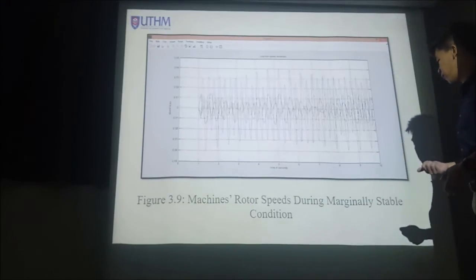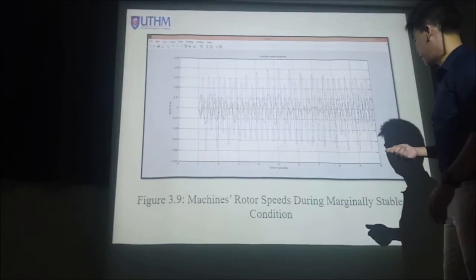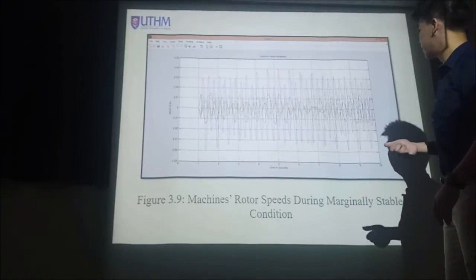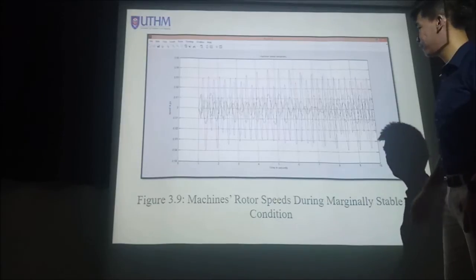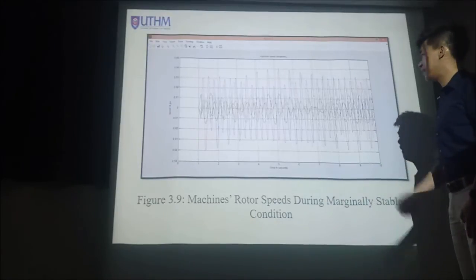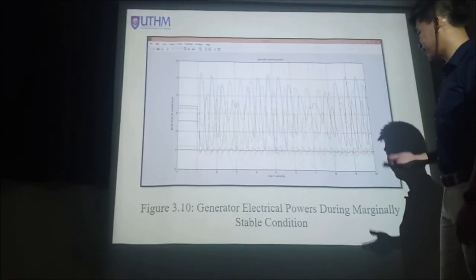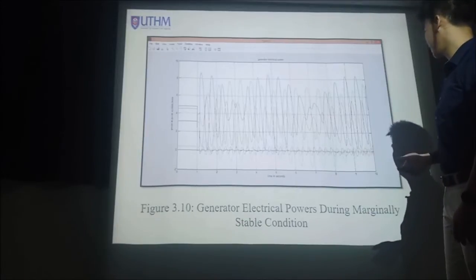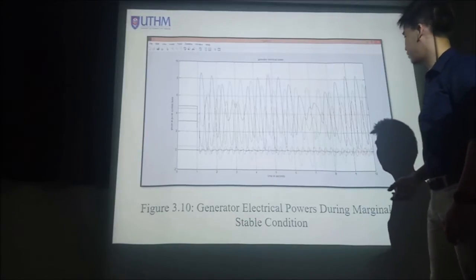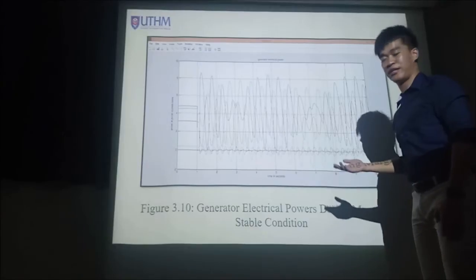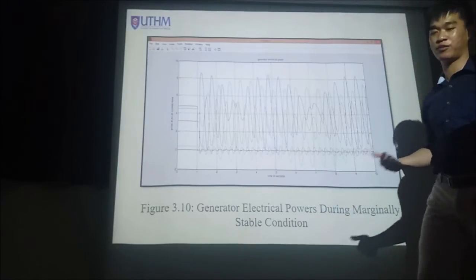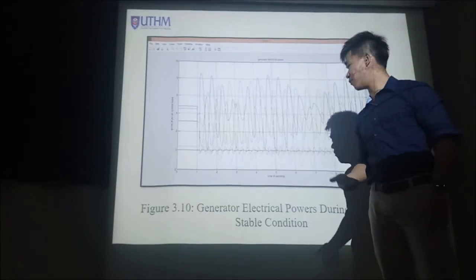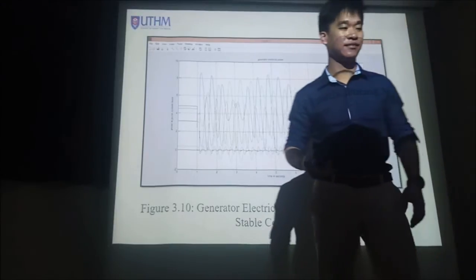So next we will go to see the rotor speed during the marginally stable conditions. So basically this is the graph, and then let's move on to the next graph, which is the generator electrical power during the marginally stable conditions. So basically this is how it's going to look like. So I will pass to my friend TANWENKANG to present the next two phases.